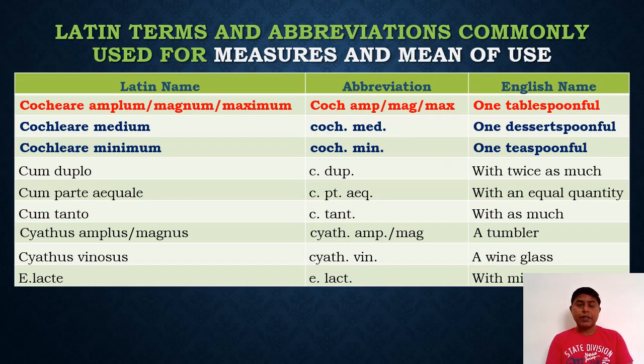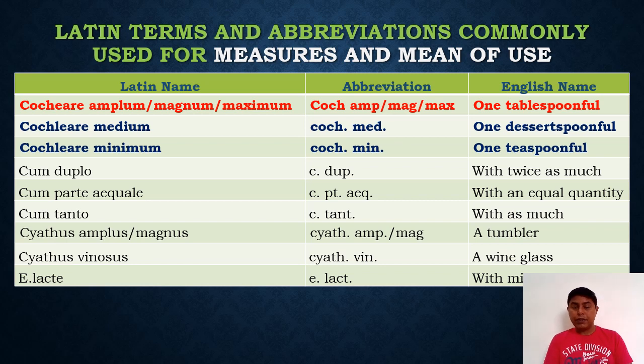Then the Latin terms and abbreviations commonly used for measure and mean of use. These are also important because they give in how much quantity you have to take the drug. Cochlear ampullum, magnum and maximum, all three have one meaning only, like 1 tablespoonful. Cochlear medium, that is 1 dessert spoonful. Cochlear minimum is 1 teaspoonful. Cum duplo, twice as much. Cum parte equali, with an equal quantity.